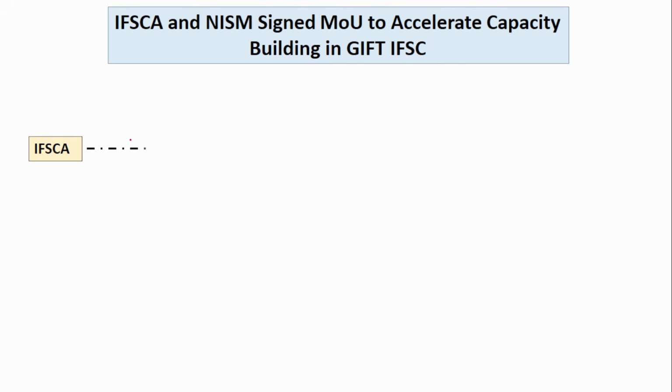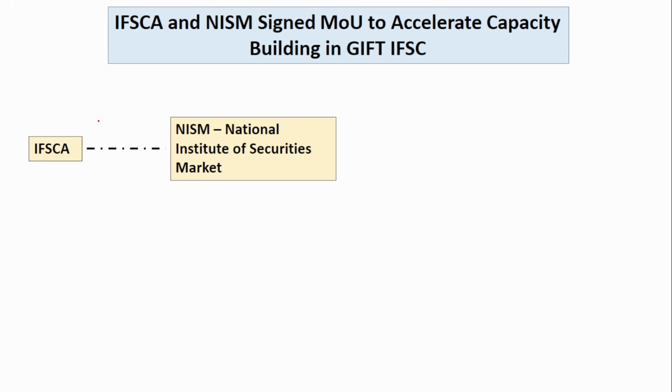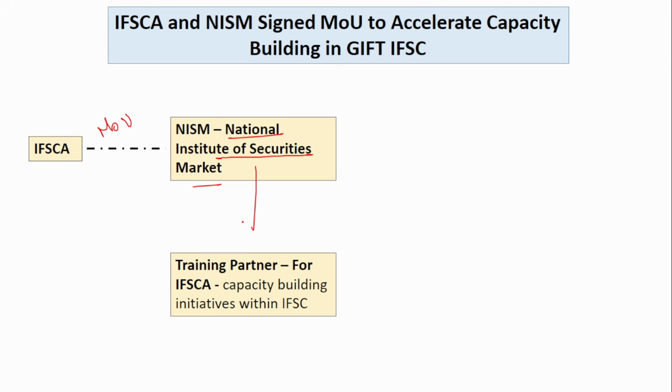Next is an MOU. IFSCA, located in Gandhinagar, Gujarat, and NISM, the National Institute of Securities Market, have signed an MOU. NISM will be the training partner for IFSCA. So what will it do? It will provide capacity building, in the sense that it will conduct related certificate exams. There are a lot of certificate exams related to finance, right? Those certificate exams will be conducted by NISM.